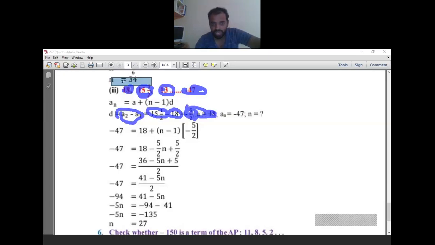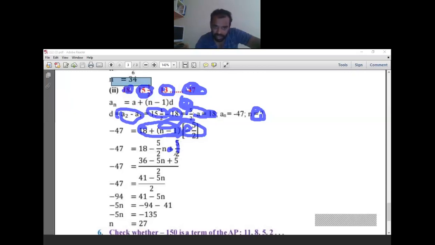D is equal to minus 5 by 2. A we already know: A is the first term, it is 18. The last term is minus 47. Here also we have to find the value of n. So substitute these values: minus 47 equals 18 plus n minus 1 into d, that is a plus n minus 1 into d. Here we get minus 47 is equal to 18 plus n minus 1 into the difference, minus 5 by 2. So multiply minus 5 by 2 to both n and minus 1. Minus 5 by 2 into n is minus 5 by 2 n, and minus 5 by 2 into minus 1, minus into minus is plus, gives 5 by 2.